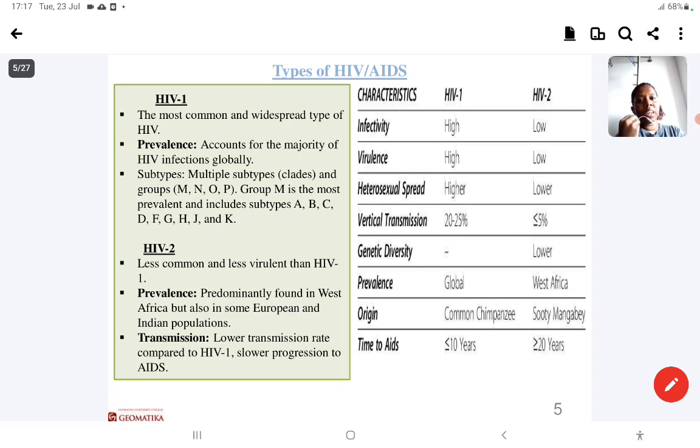Okay, beside it is a picture. This one shows the differences between HIV-1 and HIV-2. It includes infectivity, virulence, heterosexual spread, vertical transmission, genetic diversity, prevalence, origin, and time to AIDS. Okay, next we move to the next slide.